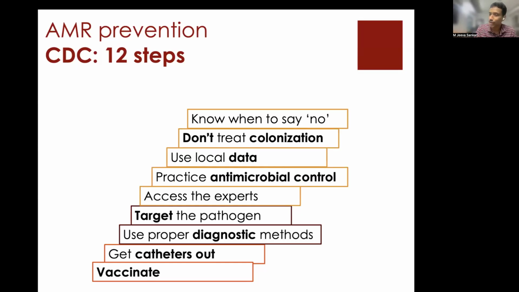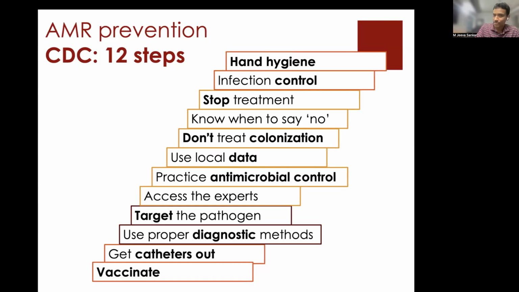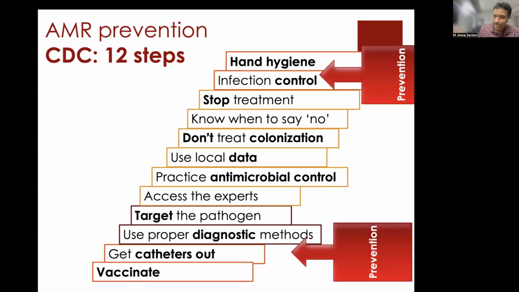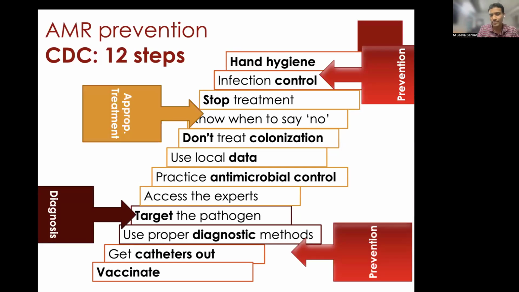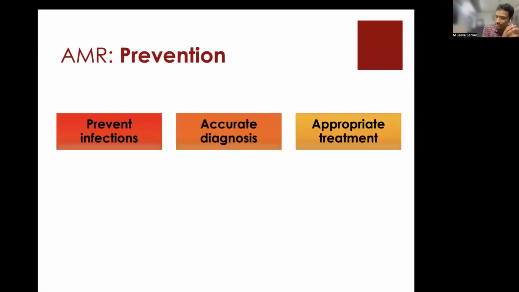You should know when to say no to antibiotics. I think that's a very important aspect of being a clinician and a neonatologist. You should know when to say no. Stop treatment at the earliest opportunity. Infection control and hand hygiene. Broadly, this could be grouped under hand hygiene, infection control, and catheter. These are preventing infections. Target the pathogen and proper diagnostic methods are diagnostic strategies. And stop treatment, when to say no, and not treating colonization are treatment. So broadly, the 12 steps can be grouped under three categories: prevent infections, accurate diagnosis, and appropriate treatment.